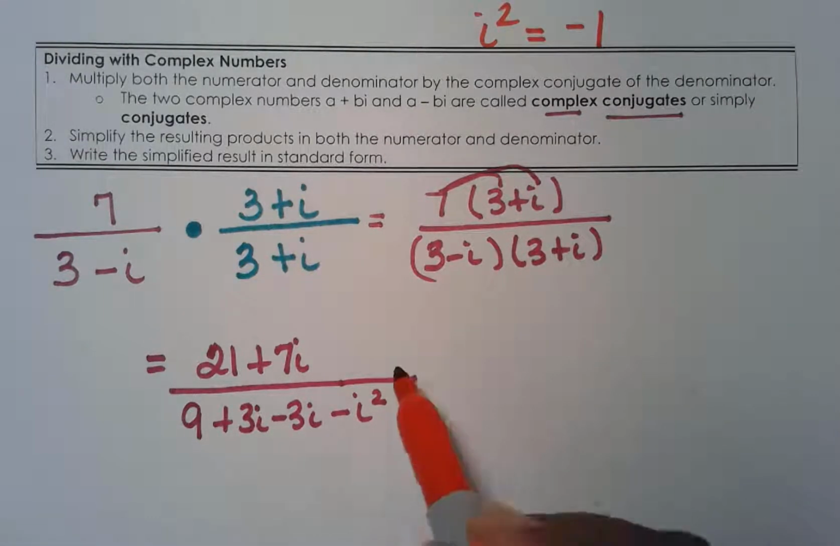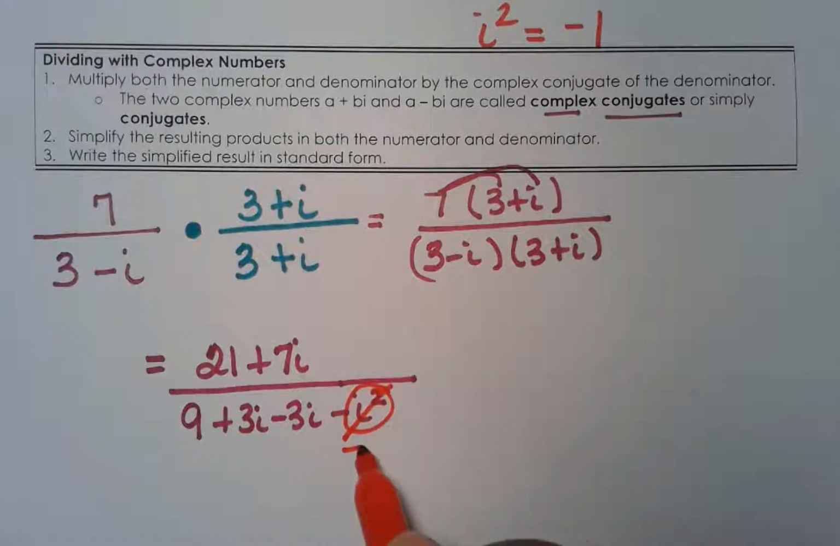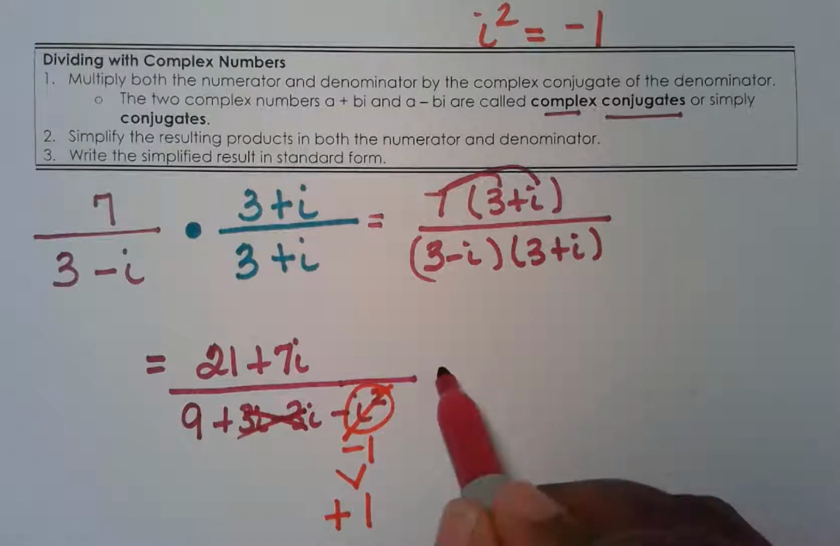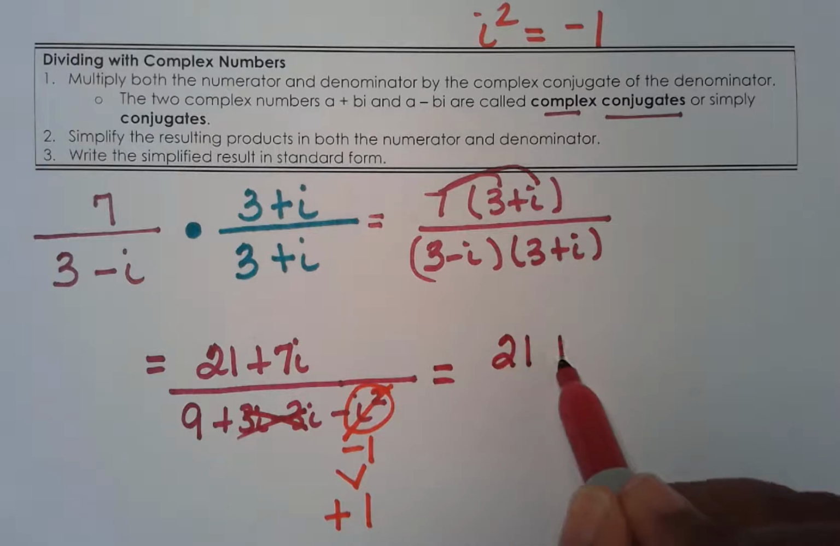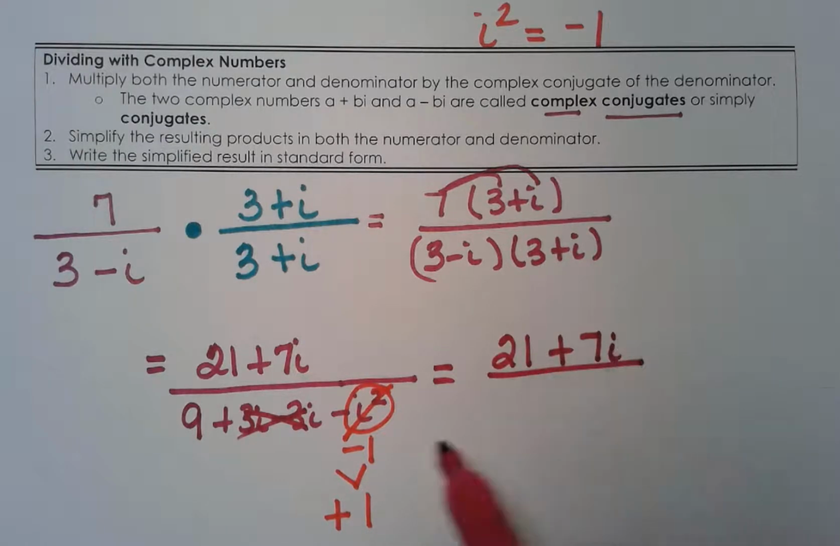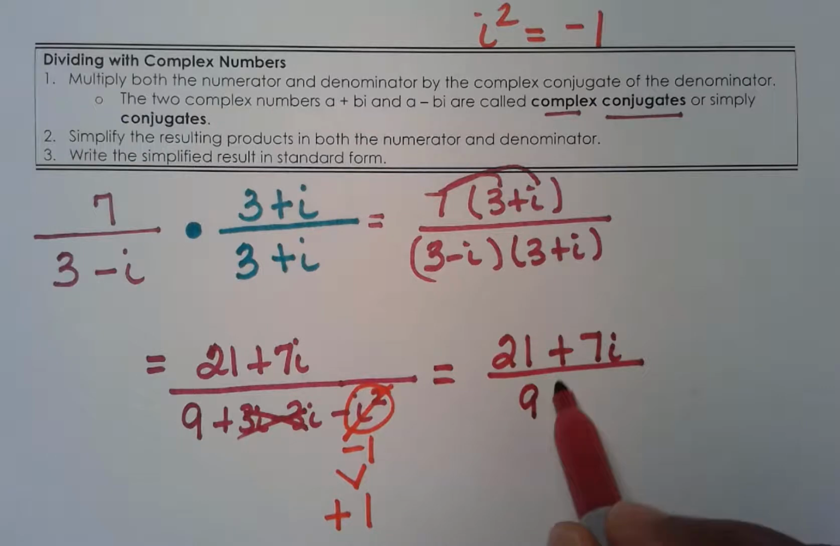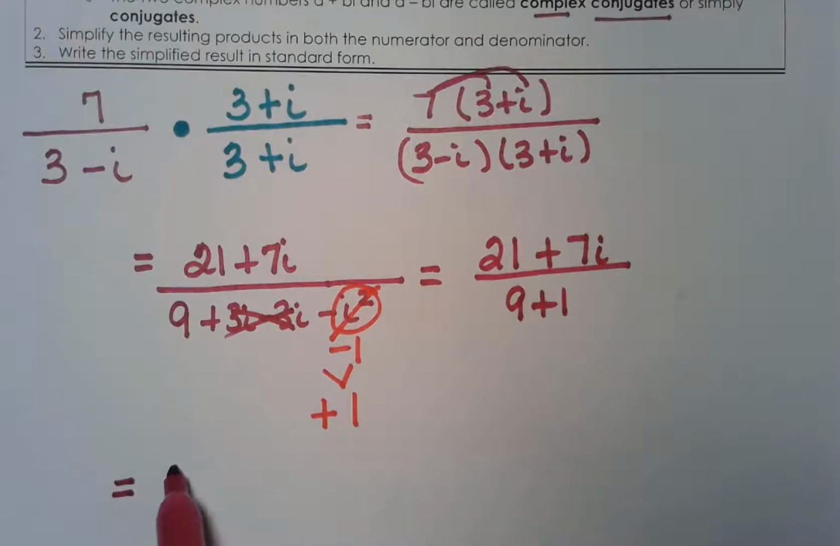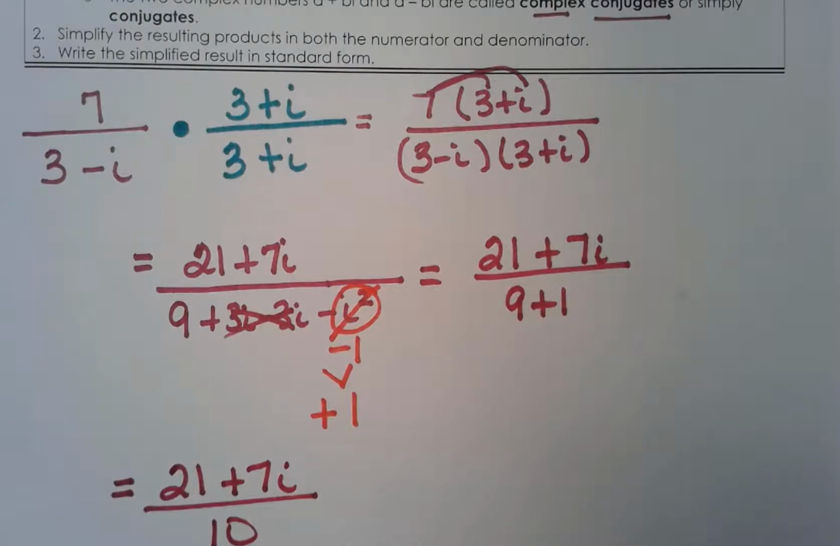So where we see this i squared, I'm going to cross it out. It becomes -1. We're going to multiply it by the negative that's already there, so that's going to be a +1. The middle terms are canceling out here. So here we have 21 plus 7i in the numerator. And then in our denominator, we have 9 plus 1. So our answer, we have 21 plus 7i over 10.